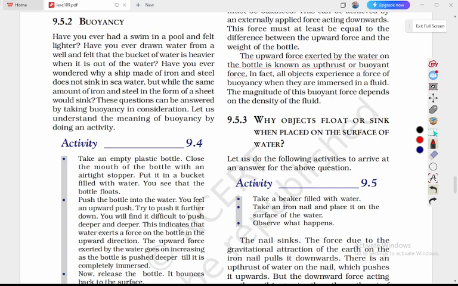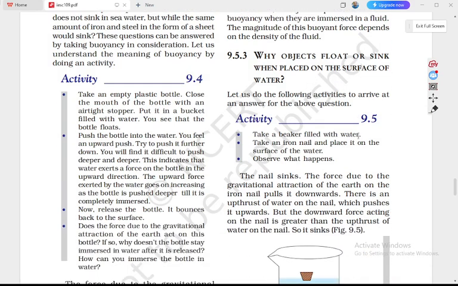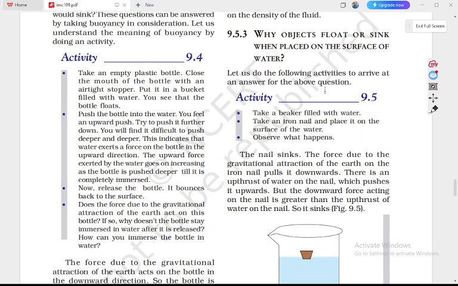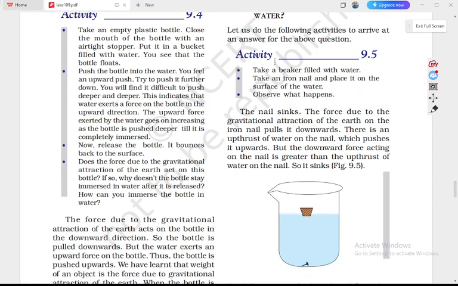In fact, all objects experience the force of buoyancy when they are immersed in a fluid. The magnitude of this buoyant force depends on the density of the liquid, right? Now, why do objects float or sink when placed on the surface of water? Let us do the following activities to arrive at an answer to the above question.